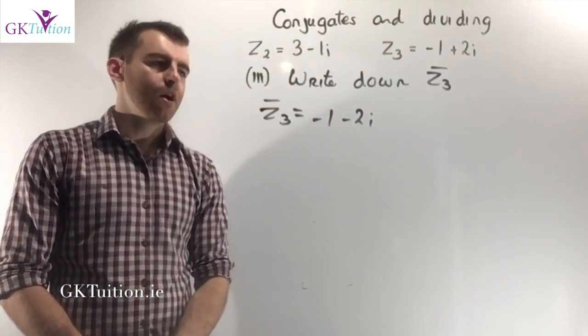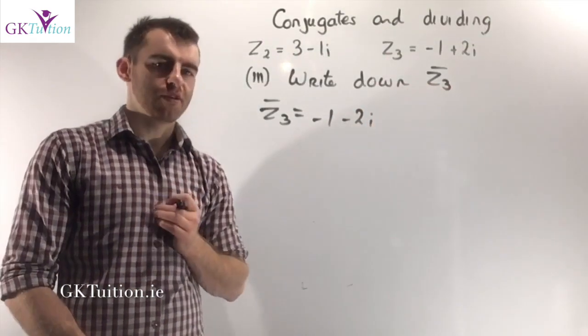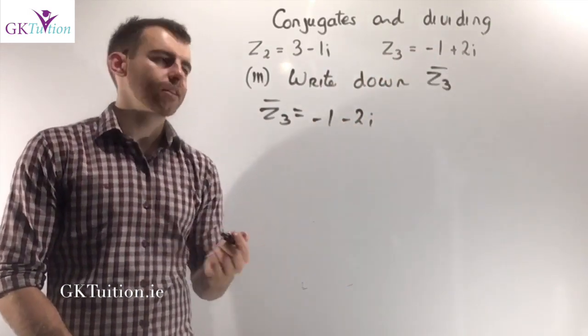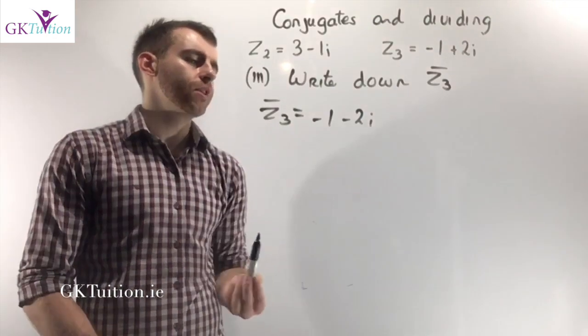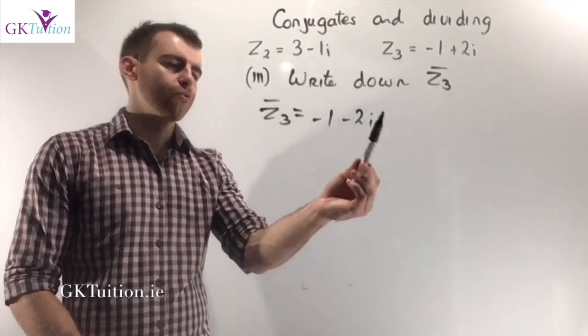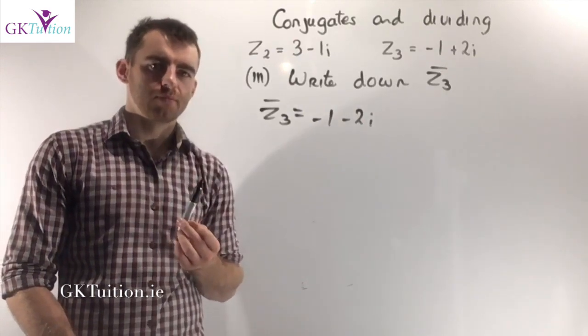In part 3, I asked you to write down the conjugate of Z3. If Z3 is minus 1 plus 2i, in order to get its conjugate, we just change the sign in front of the i. It becomes minus 1 minus 2i. So the conjugate of Z3 is just minus 1 minus 2i.